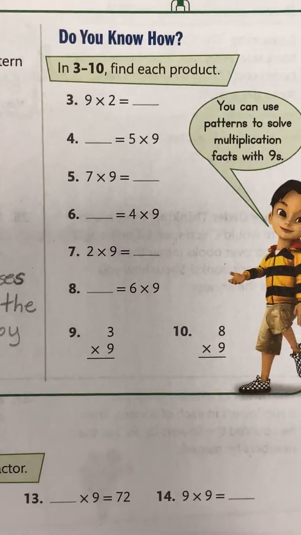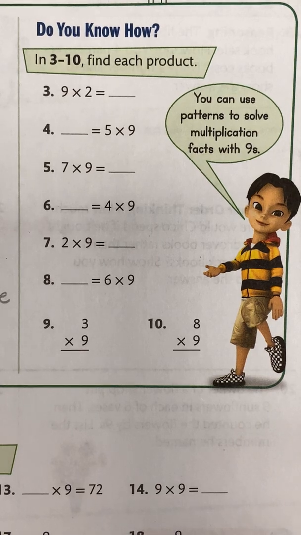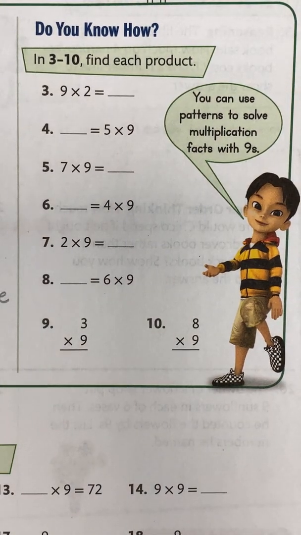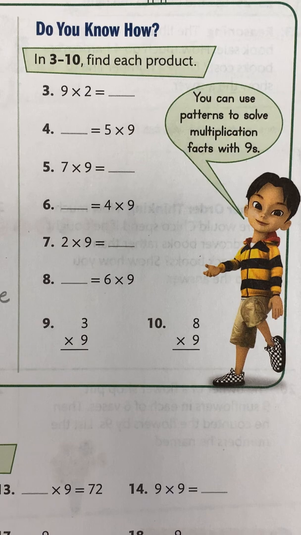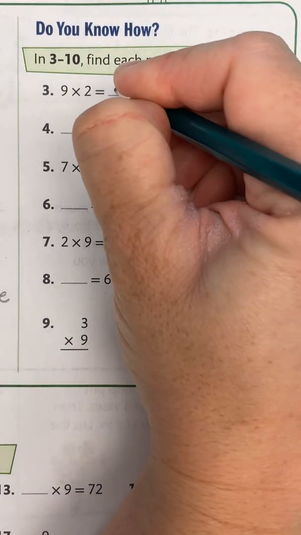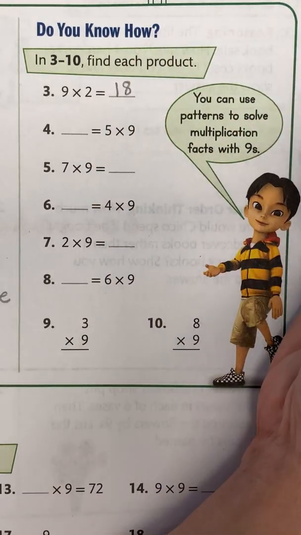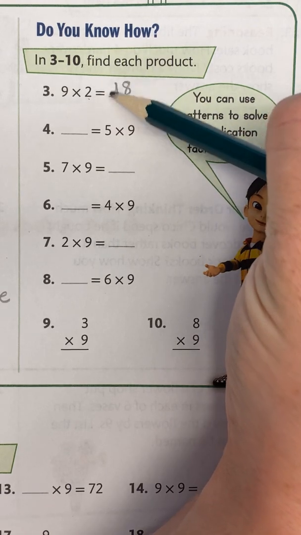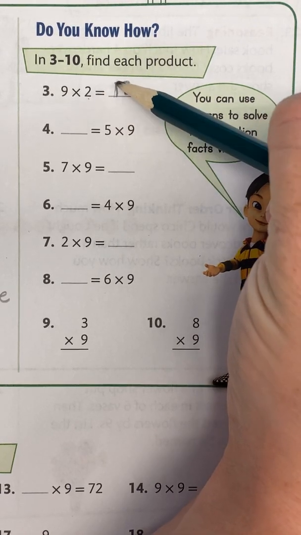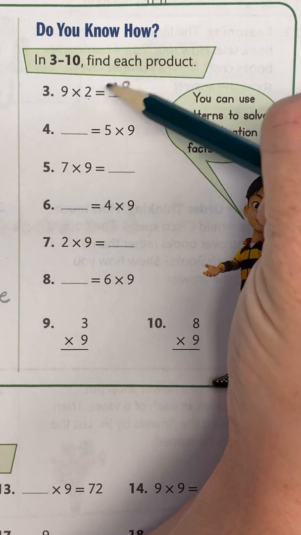All right, moving on to our multiplication. How do you know? In 3 through 10, find each product. Again, you can use your fingers for this one. You can skip count. You can use one of the patterns. You can use the data table to solve and find your answers. Okay? 9 times 2 is 18. You can take that 2. What's 1 less than 2 is 1. 1 plus what number equals 9? 1 plus 8 equals 9. So my answer is 18.